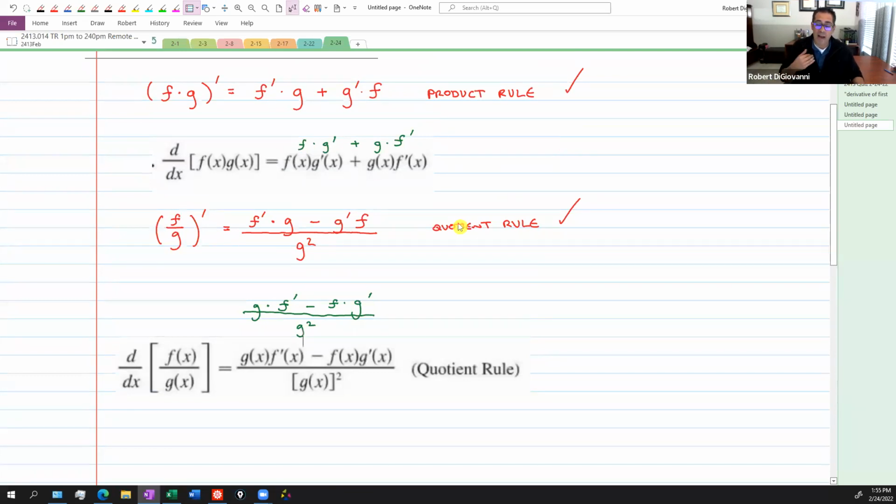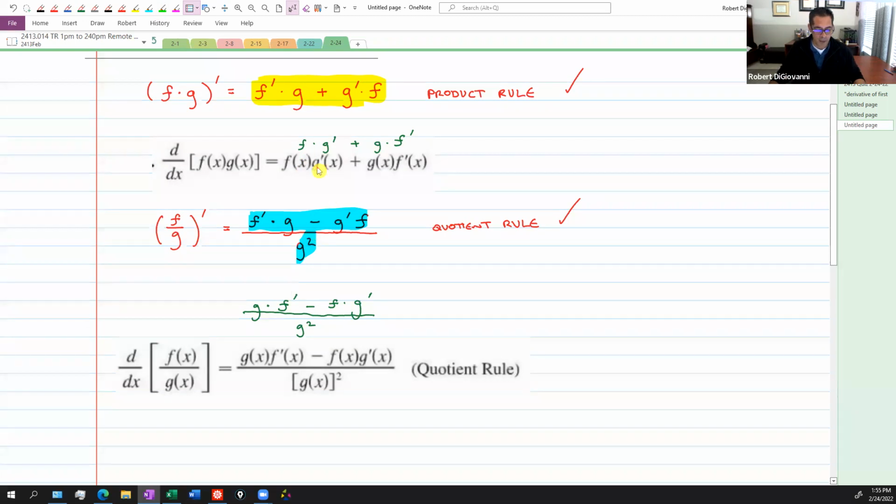So here's why I present it the way I presented it to you. When I did this, going to quotient rule was basically the same thing, right? Except the minus sign, and then divide by g squared. So there's not a big difference between what I presented you for the product rule and the quotient rule.